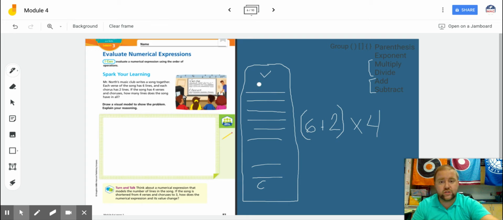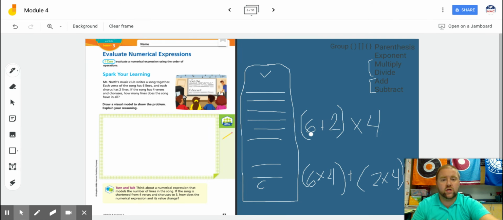Now, we also could have multiplied each of these by 4 individually. We could have also said, let's do 6 times 4, and then we're going to add that value to 2 times 4. Either way, we're going to end up with the same answer in this problem. But this top example is a very good lesson in order of operations, because we now know this has to be done first before we multiply by 4.